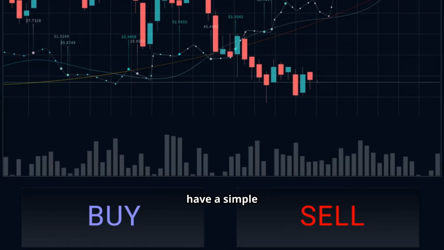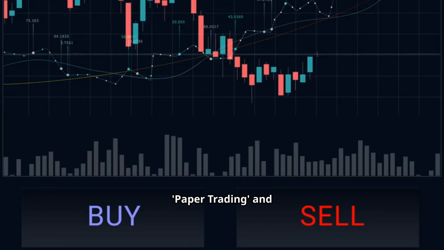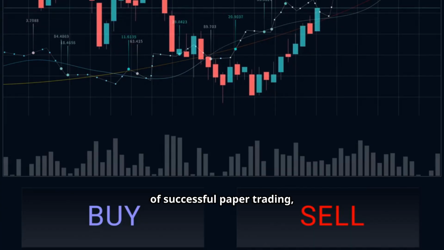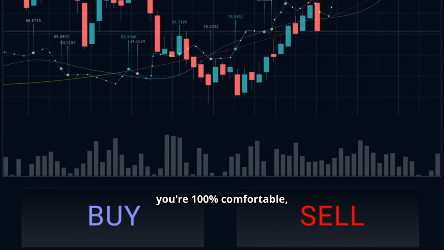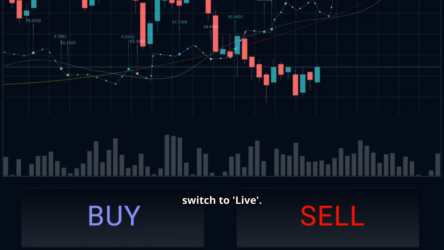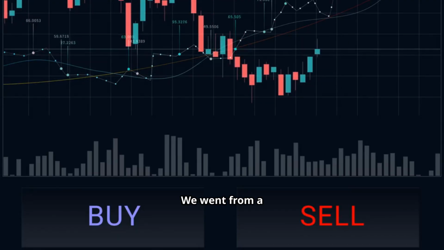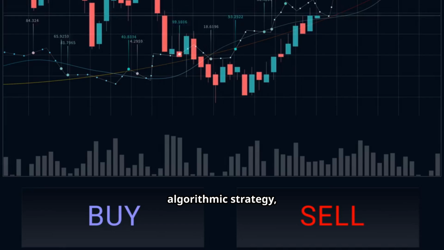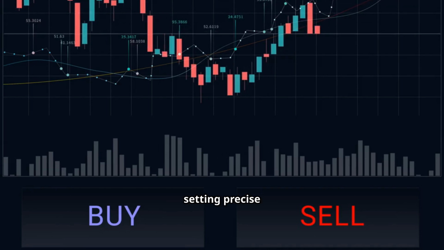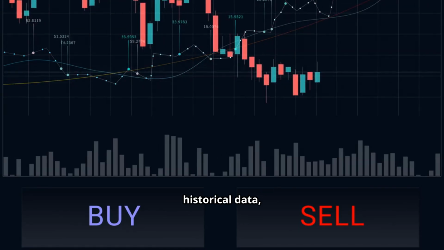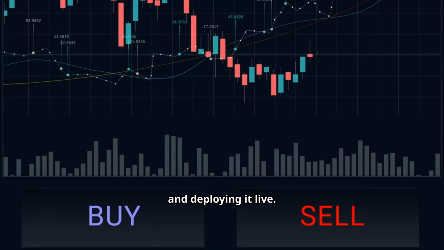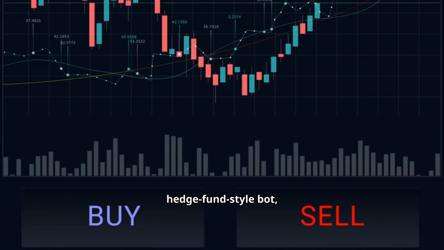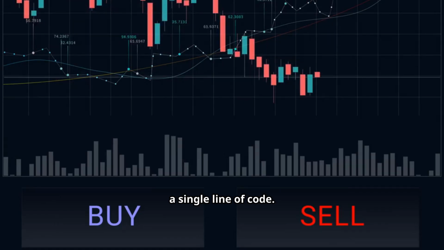Most platforms will have a simple toggle: one for paper trading and one for live trading. After a few weeks or a month of successful paper trading, and only when you're 100% comfortable, you can flip that switch to live, and there you have it. We went from a simple idea about market volatility to designing a complete, algorithmic strategy, setting precise risk rules, proving it with historical data, and deploying it live. We went from zero to a functioning, hedge fund-style bot, all without writing a single line of code.